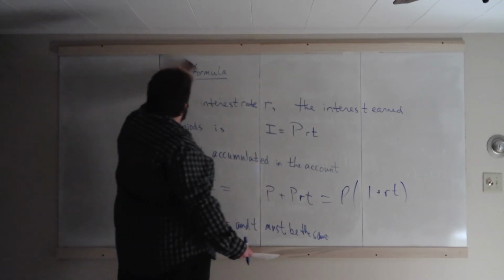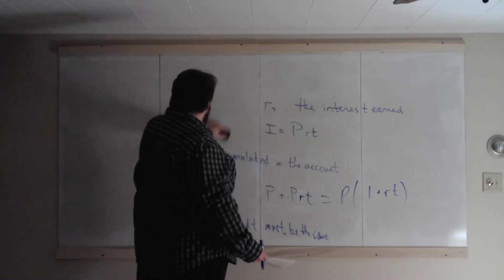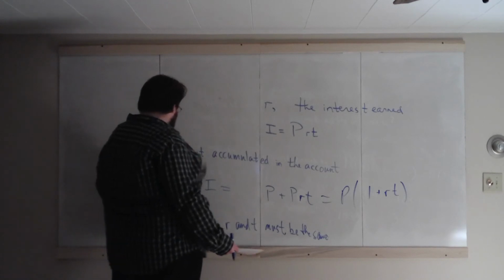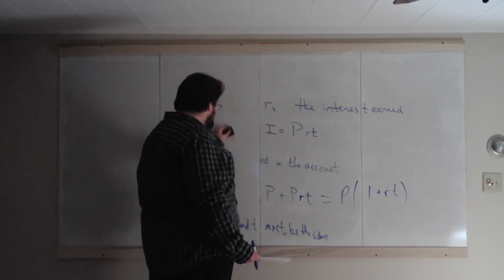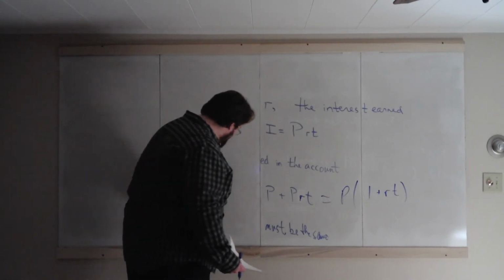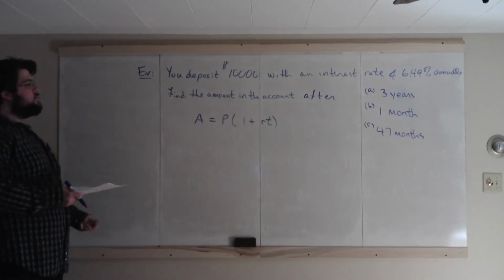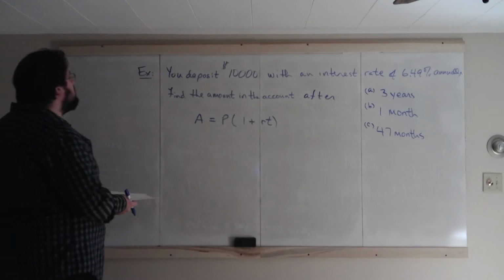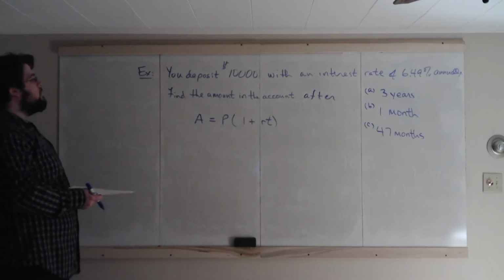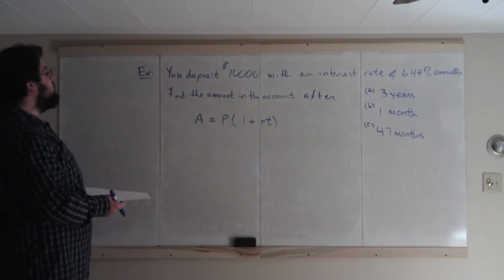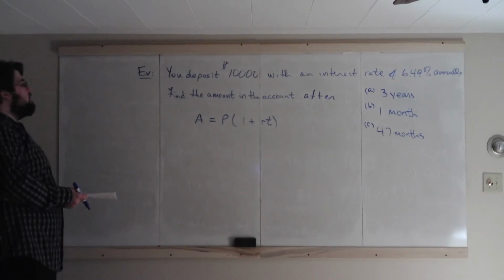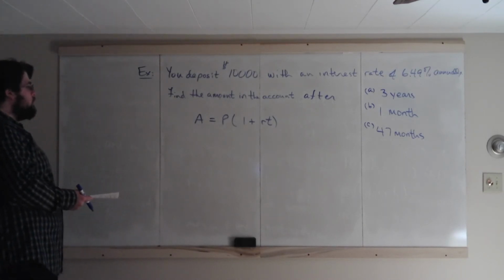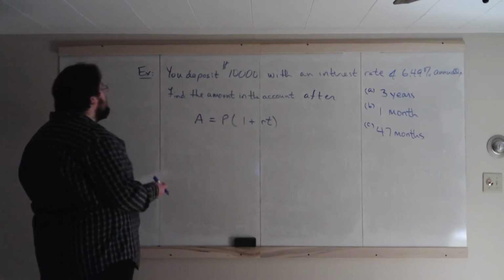So let's do an example actually using this formula. I personally like the derivation, but my guess is most students will probably prefer the formula. So now let's do a couple examples using the simple interest formula. You deposit $10,000 with an interest rate of 6.49% annually. Find the amount in the account after 3 years, after 1 month, after 47 months. And we're going to use this formula.